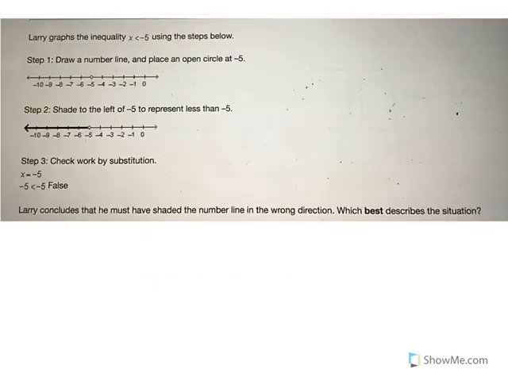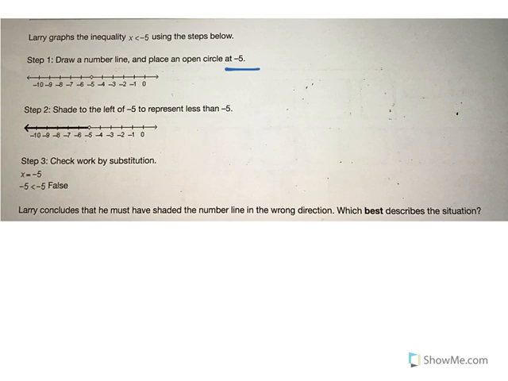We have 2 more problems. Larry graphs the inequality x is less than -5 using the steps below. Draw a number line and place an open circle at -5. Agree with that. Shade to the left of -5 to represent less than -5.